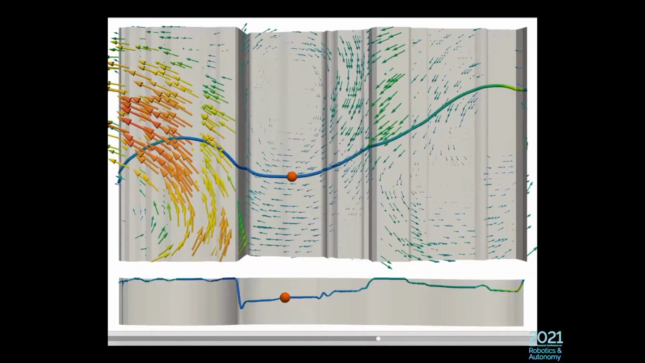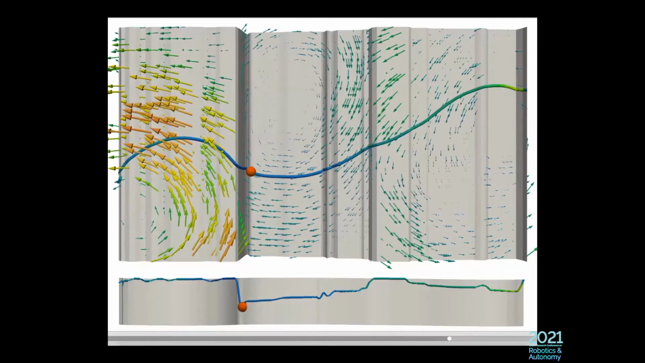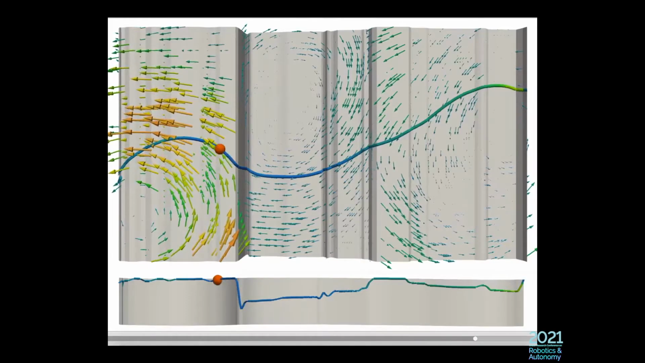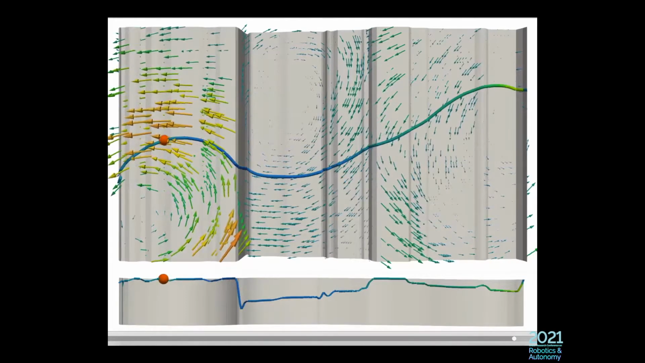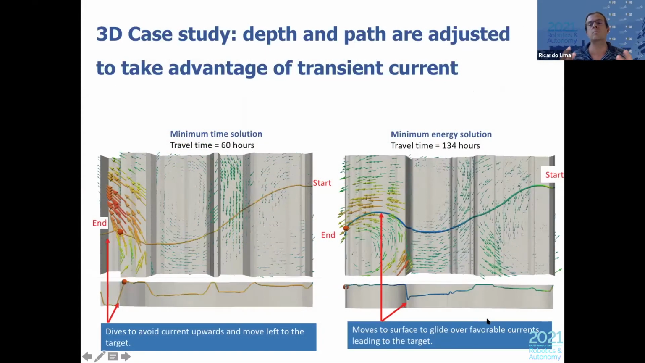And now it's interesting to see that the result that you obtain is a path that is kind of aligned with the current. Okay, and so this is the kind of result that we want to see. We want to check that our optimization is providing paths for minimum time and minimum energy that make sense.